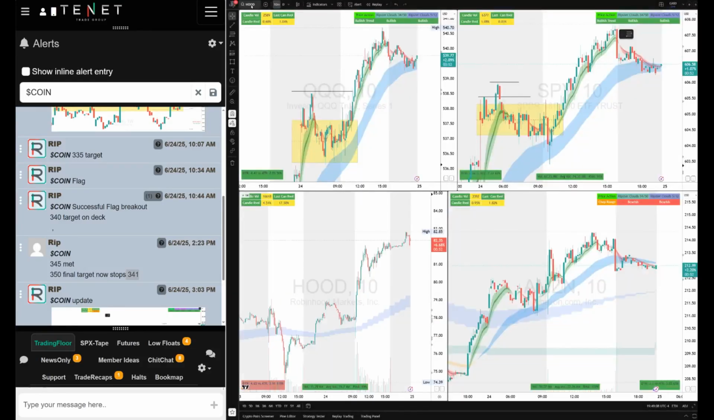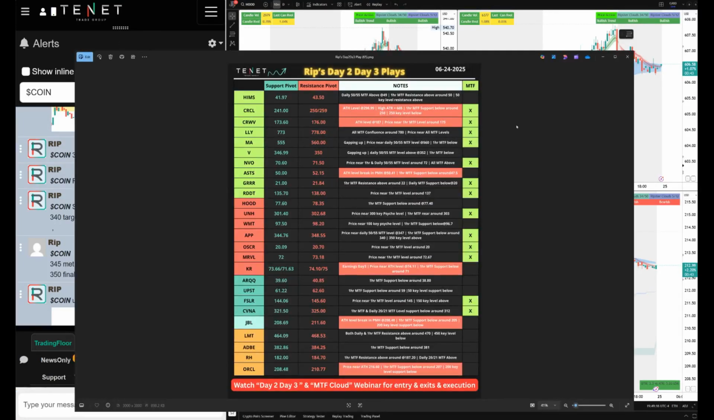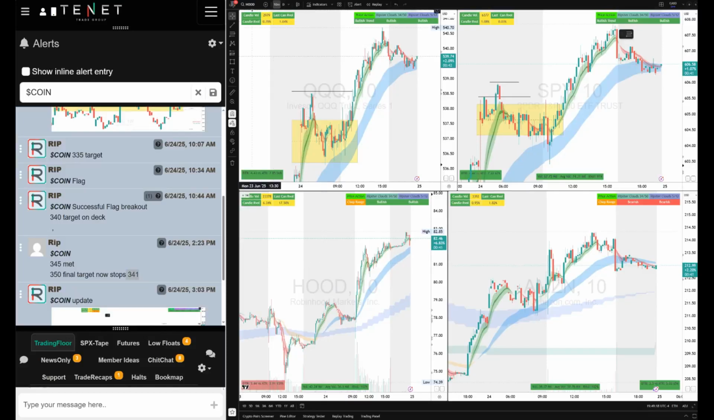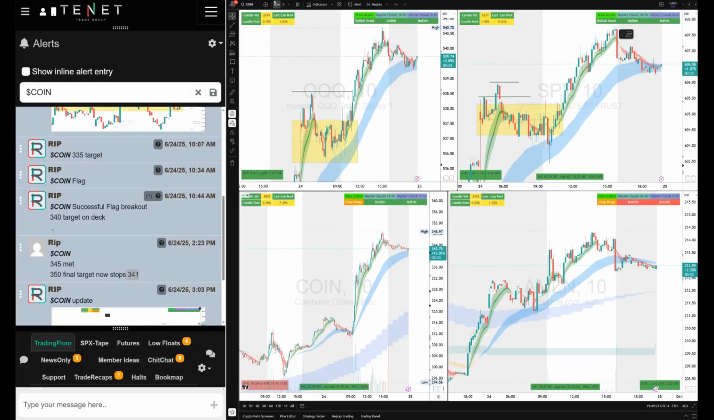It was not only this, right? You could trade Hood. Hood was a decent breakout. It was also on our day 2 setup. If you take a look here, Hood was our day 2 setup. Then you could long MSTR, but the best setup was Coin. And you do not pike. When you are in a long setup like Coin, you hold it all day.